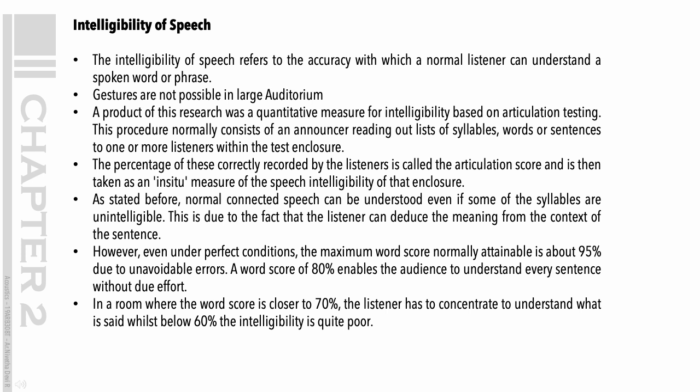within the test enclosure. As stated before, normal connected speech can be understood even if some of the syllables are unintelligible, because the listener can deduce the meaning from the context of the sentence. However, even under perfect conditions, the maximum word score normally attainable is about 95% due to unavoidable errors. A word score of 80% enables the audience to understand every sentence without undue effort. In a room where the word score is closer to 70%, the listener has to concentrate to understand what is said, whilst below 60% intelligibility is poor.